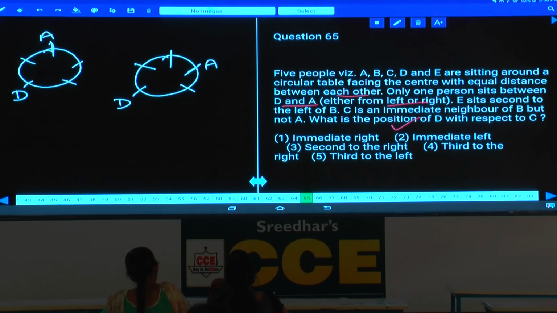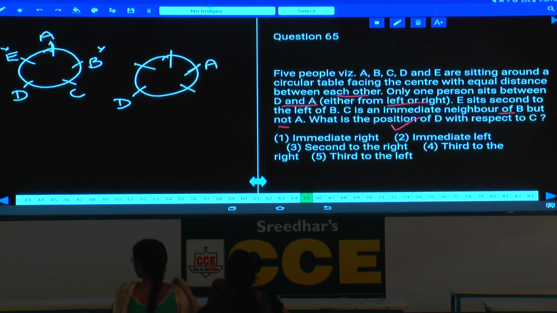E sits second to the left of B. C is an immediate neighbor of B, but not A. Hence, C and A are not adjacent to each other. That means C cannot be here, cannot be here. Then what is the only possibility here? C is here. If C is here, B is here. If B is here, then E at this place.